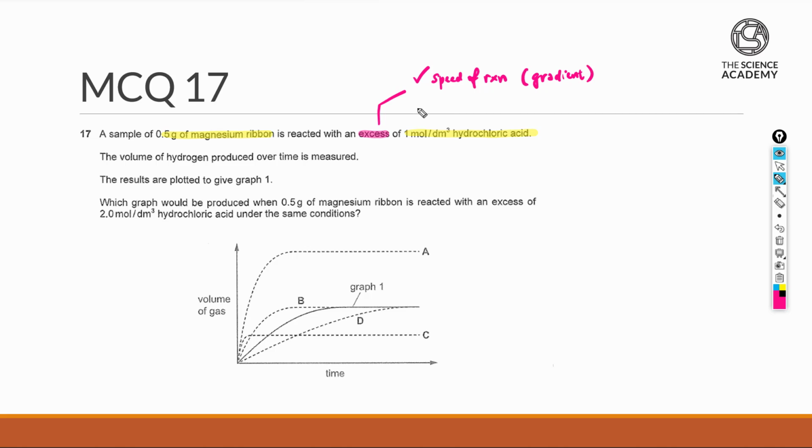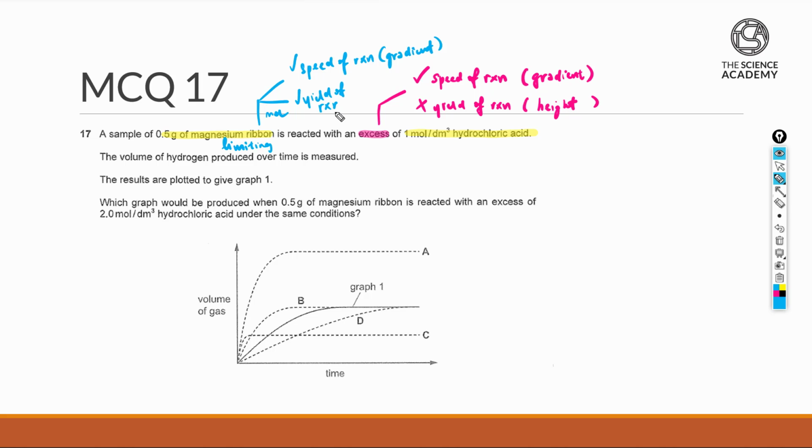However, they do not have the ability to affect the yield of the reaction, which is manifested in the height of the graph itself. So that would make my magnesium ribbon here limiting. By it being limiting, it can affect the speed of reaction through the gradient itself, and also its mole. The mole of the limiting reagent can affect the yield of the reaction, and this is again manifested in the height.